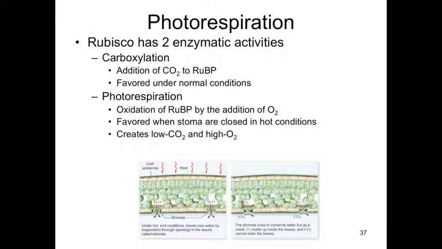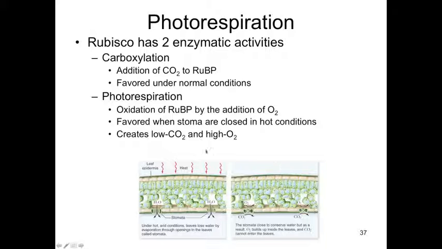So how does Rubisco know which to pick up? Carbon dioxide or oxygen? Well, the problem is that it doesn't. If there's lots of oxygen present, it'll pick up oxygen. If there's lots of carbon dioxide present, well, it'll pick up carbon dioxide. So the carboxylation function of Rubisco is favored under normal conditions. And the photorespiration function, or oxidative function, is favored when the stomata are closed or in hot conditions.